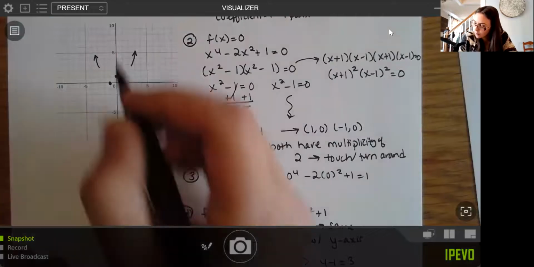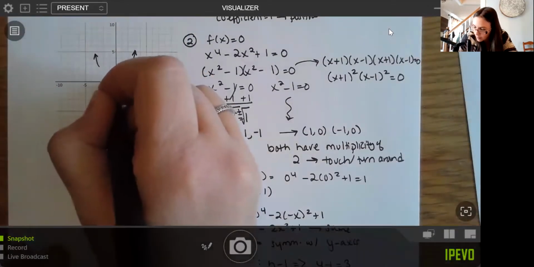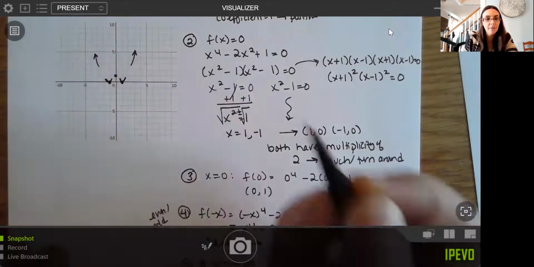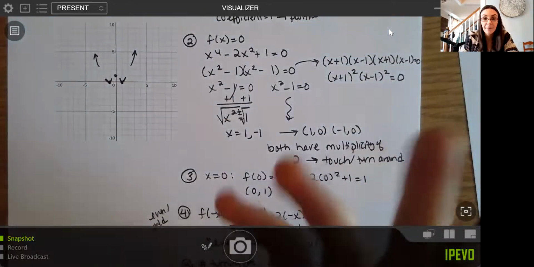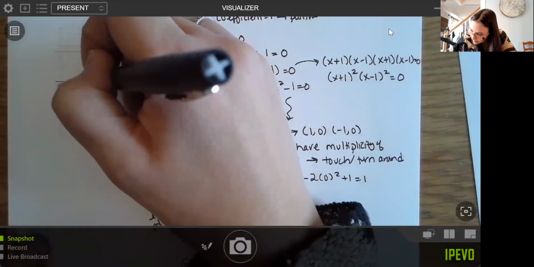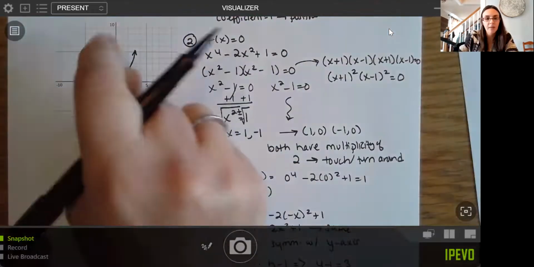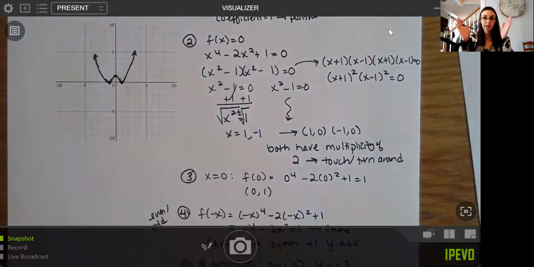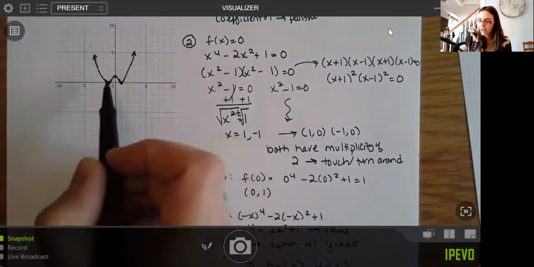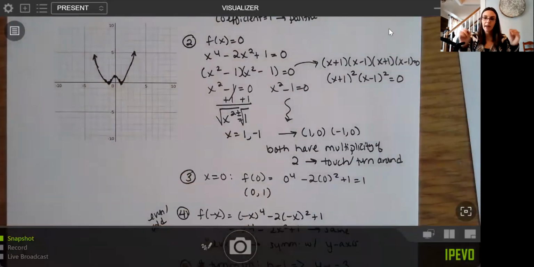I also know that because of multiplicity of 2 here, we're going to bounce back. So I'm not going to go through the axes there. So my best guess for the graph is that it's probably going to look like this. I have my 2 end behaviors going in the correct direction. I have my y-intercept and my x-intercepts. I know my x-intercepts are going to bounce back up. They're not going to go through the axis, so they're going to just kind of bounce there.